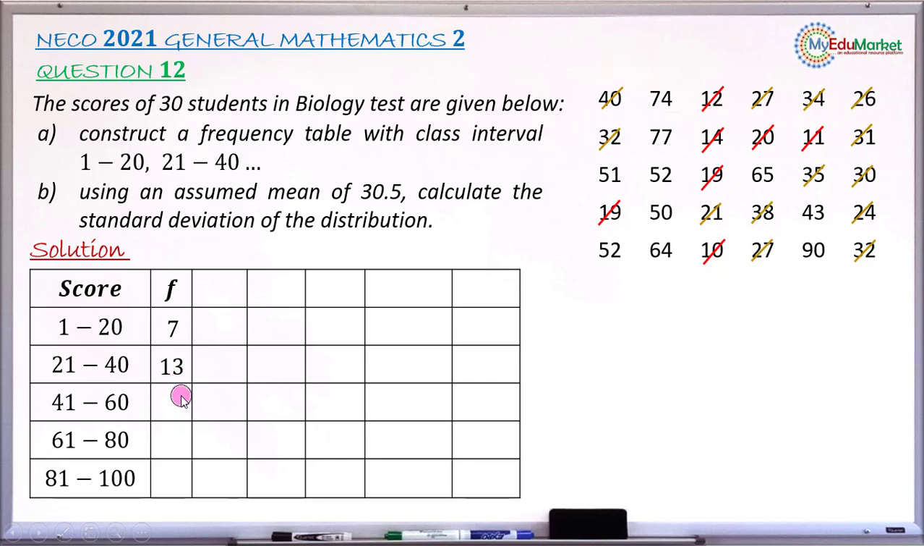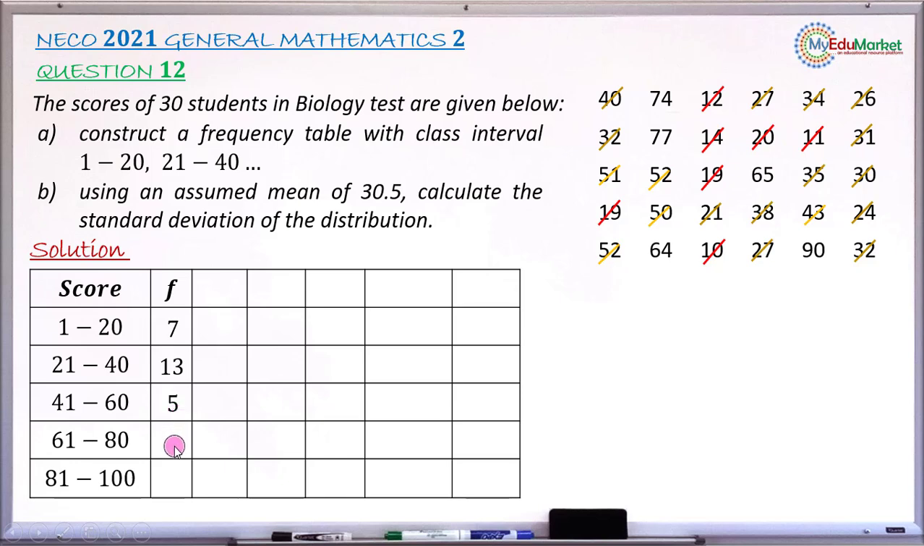So I'll continue. I'll move to the next class interval, 41 to 60. I'm going to strike all those numbers that fall between 41 and 60. This time around, I'm going to use the yellow line, striking all those numbers in between 41 and 60. If you count them correctly, you have 5 of them. So the frequency will now be 5.